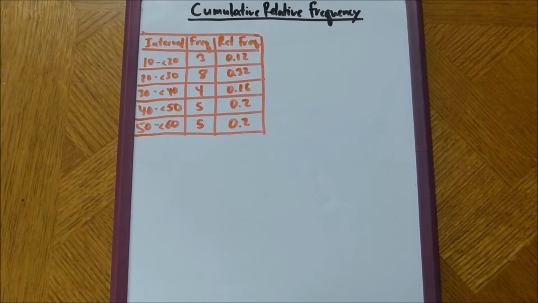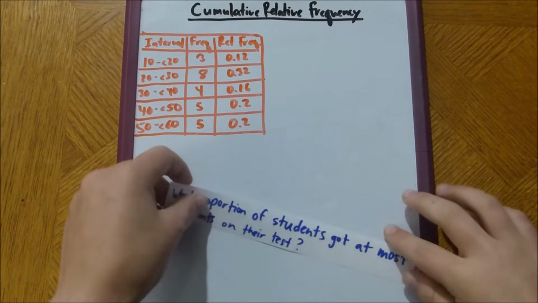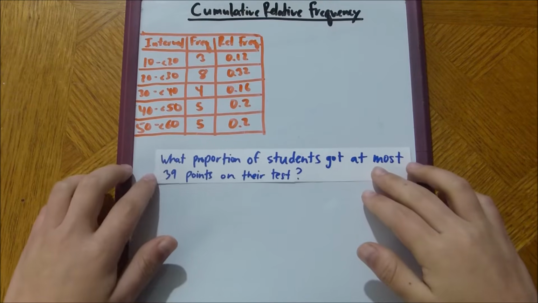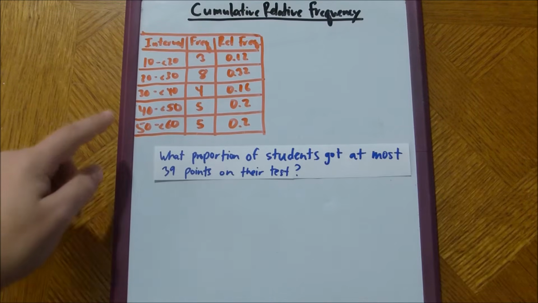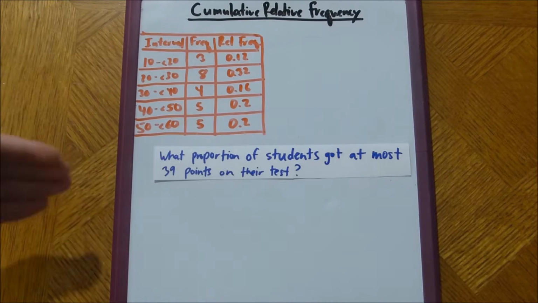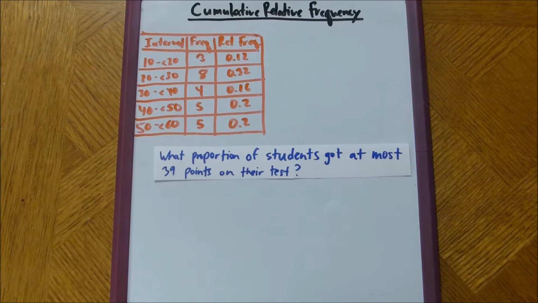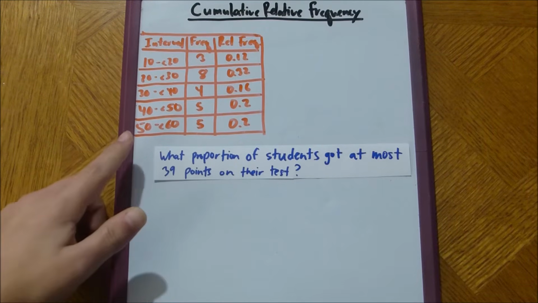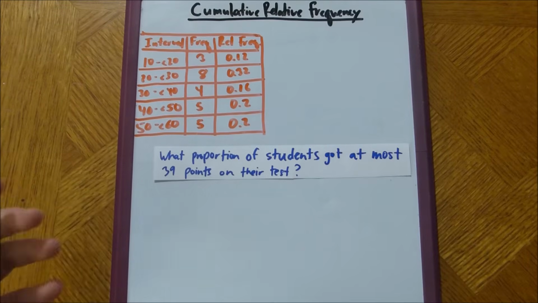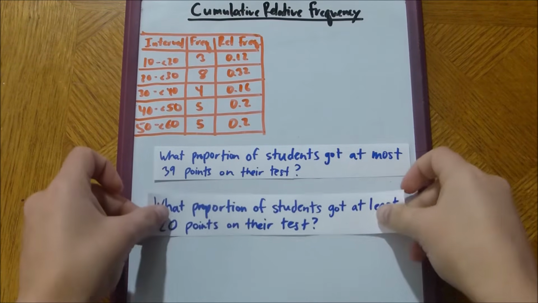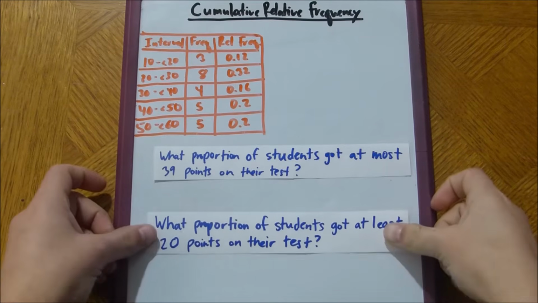So, let's say we have these two questions. What proportion of students got at most 39 points on that test? Oh, and I should mention this frequency distribution is for the number of points that a student got on a test out of 60 points, right? What proportion of students got at most 39 points on their test, and what proportion of students got at least 20 points on their test?